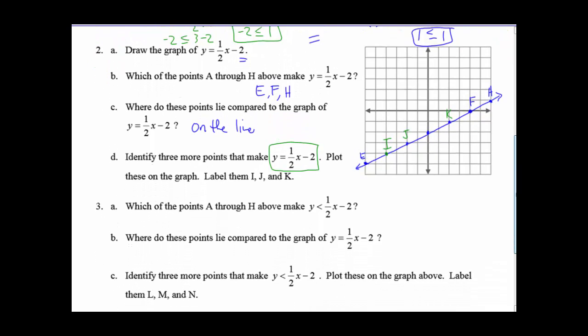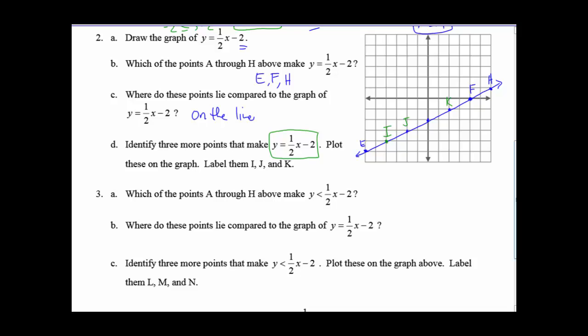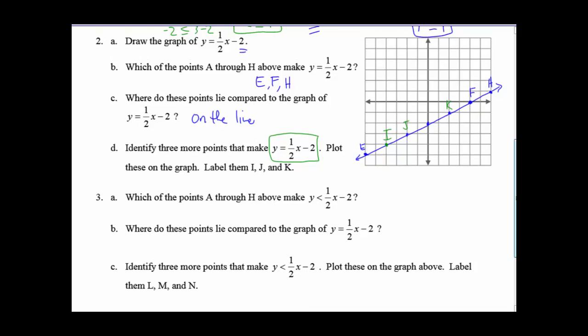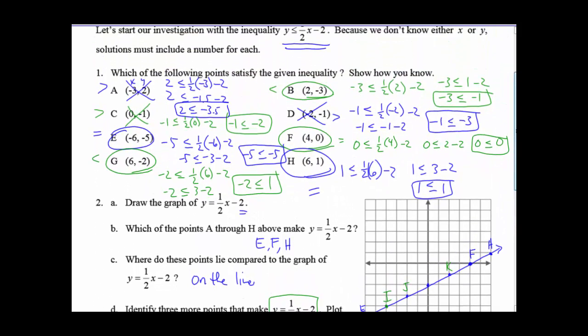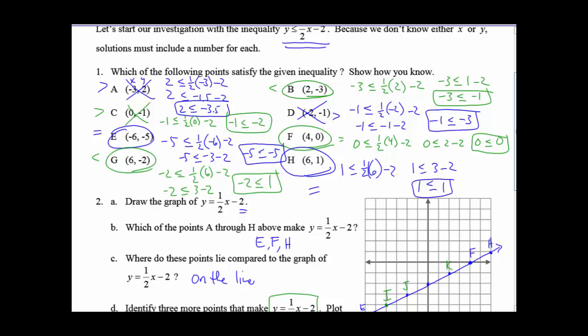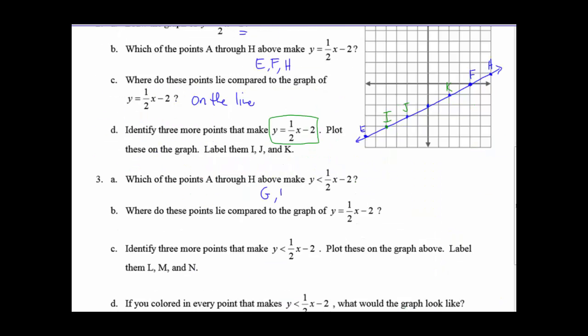If we look at 3A, which of those points, A through H above, make y less than 1/2 x minus 2? So we scroll back up. We want less than. So by looking at the little symbols on the left-hand side, A was greater than, C was greater than, G was a less than. B was a less than, and that's it. So we're going to mark down G and B.